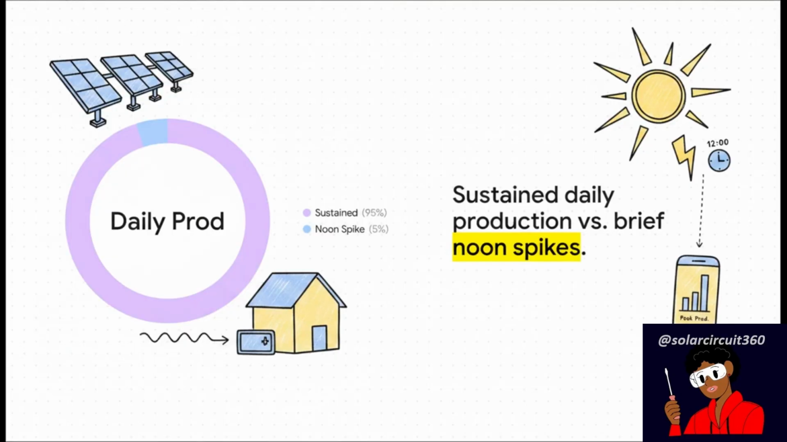Now, there is a huge trap that so many beginners fall into. That tiny 10-minute power spike right at high noon might look incredibly impressive when you're showing off your phone's monitoring app to your friends. But here's the harsh reality. It's just a tiny fraction of the whole day. It absolutely does not represent your system's continuous, daily production capability.